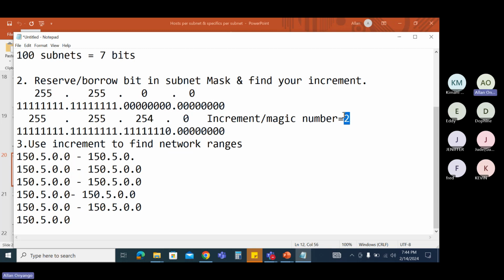Our increment is what? 2. On which octet? Third or fourth? Third octet, and the third octet is actually here. So what is 0 plus 2, which is the increment? 2 is our increment, so we're going to increase only the column of the third octet with 2. So 0 plus 2, 2. 2 plus 2, 4. 4 plus 2, 6. 6 plus 2, 8. 8 plus 2, 10. Cindy, are we together up to there? Very good. Finding the network ranges is the most difficult thing right now, but I will bring you up to speed.